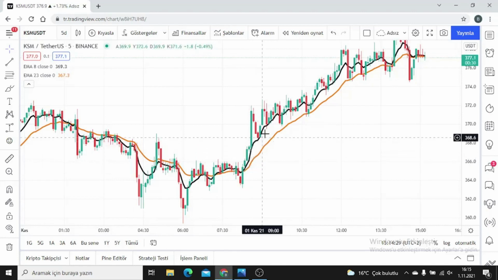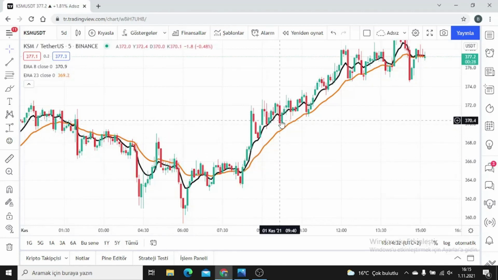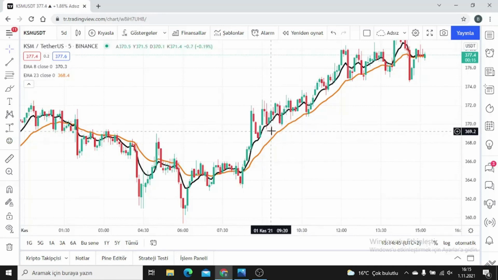But here we have to be careful. If the 2 moving averages, i.e. the 8 and 23-day moving averages, are close to each other, if they are moving close to each other and parallel to each other like this, here we take the 23-day moving average as a stop.